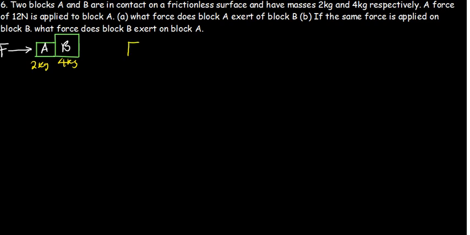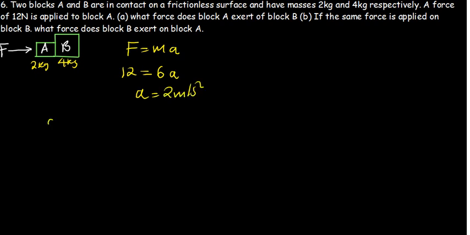So force is given by mass multiplied by acceleration. And the force that we are applying is 12 newtons. The mass, since these objects are in contact, we are going to add these two masses. That is going to give us 6. And then multiply by acceleration. Divide both sides by 6. Acceleration is going to be 2 meters per second squared.